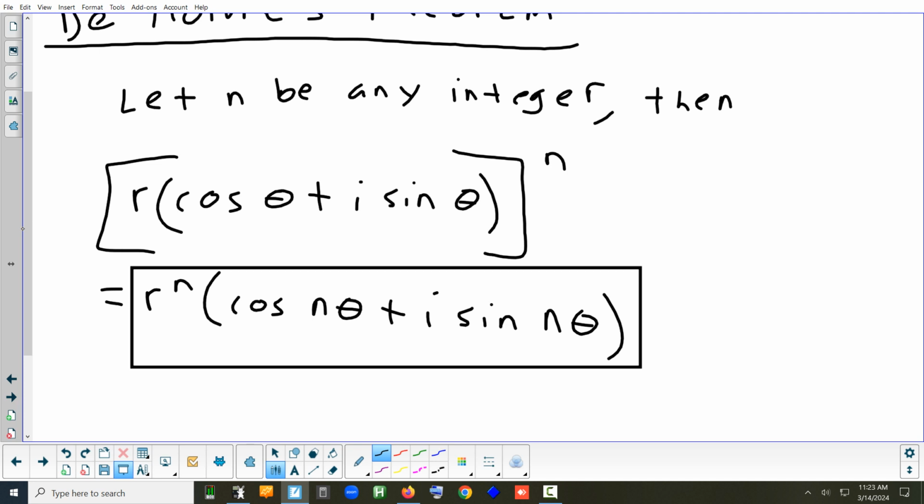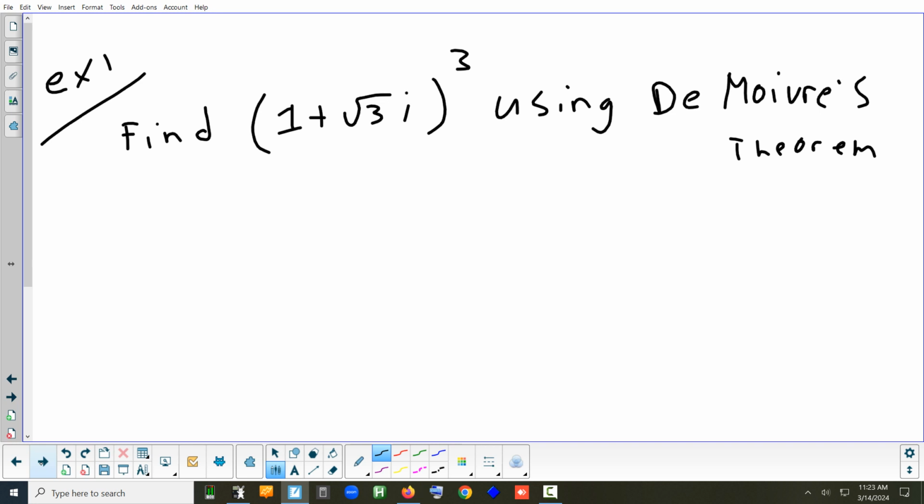So let's try an example. And it is important to understand de Moivre's theorem because we're going to do roots next. Roots are harder. But if you understand de Moivre's theorem, that will help. All right. So this is only cubing, so it wouldn't be that bad to do it by hand. But let's practice using de Moivre's theorem.